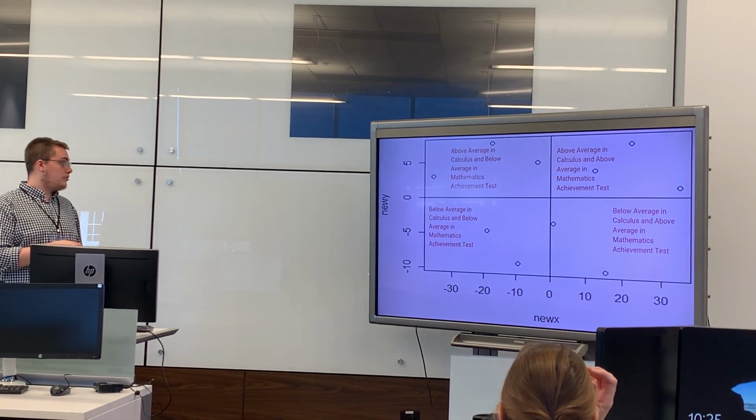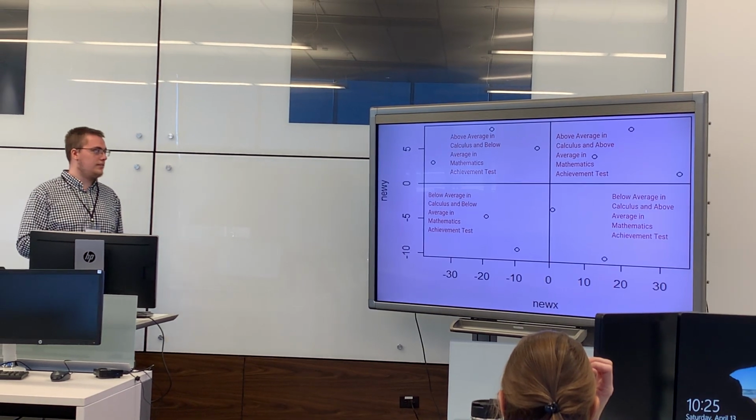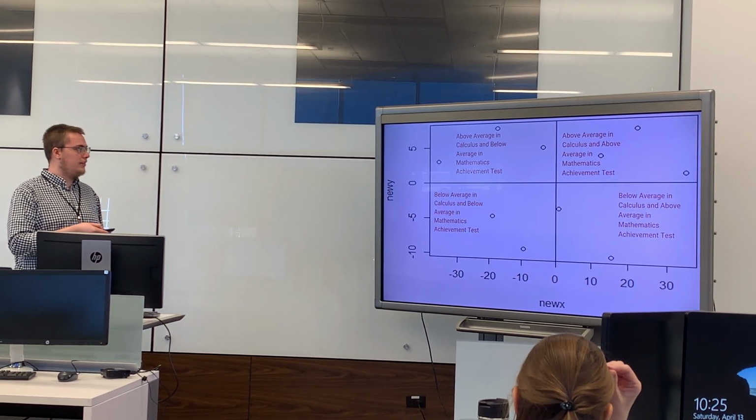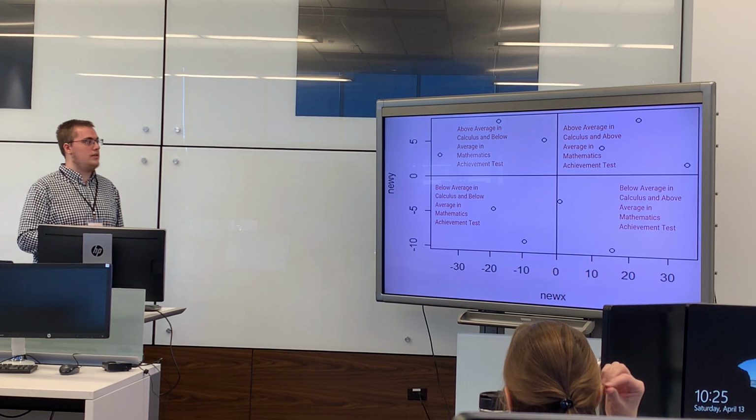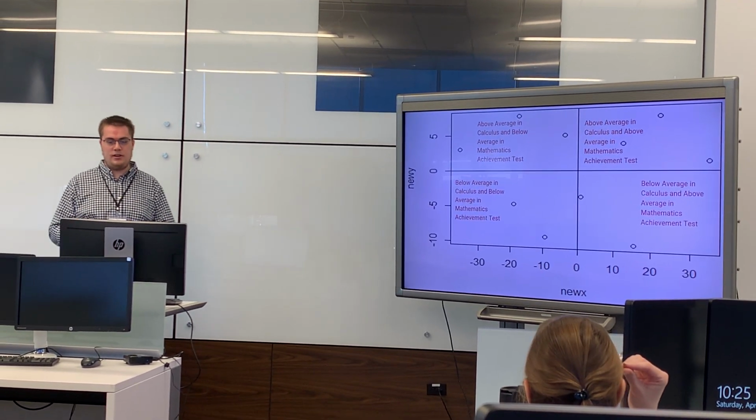If you look in the fourth quadrant, those students are below average in calculus and below average in their mathematics achievements test. And then in the third quadrant, and then the second and the fourth quadrant, they have their own things where they're below average in one and above average in the other.